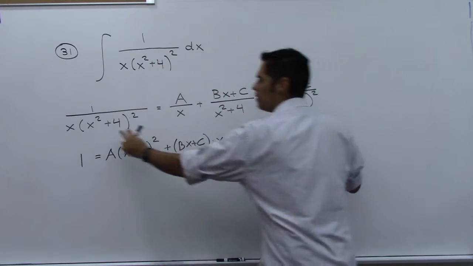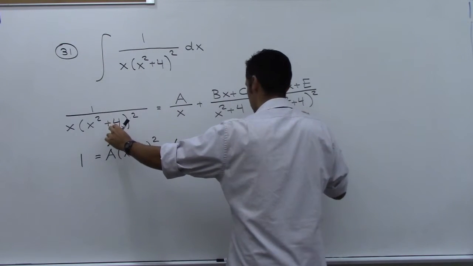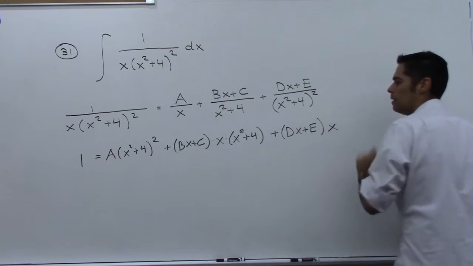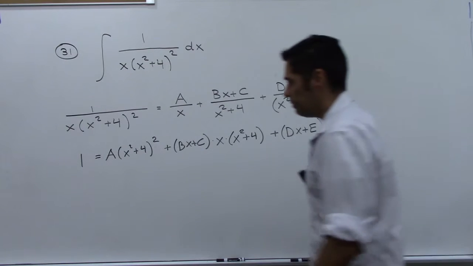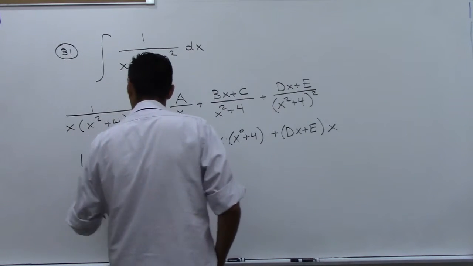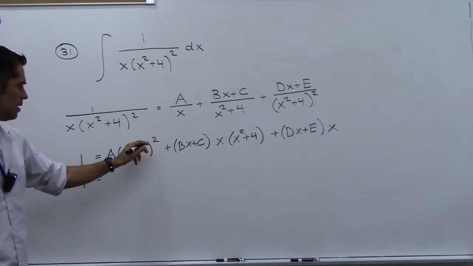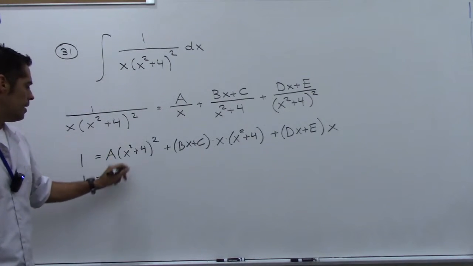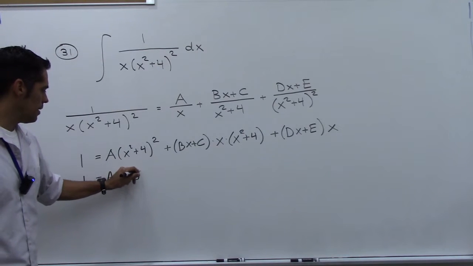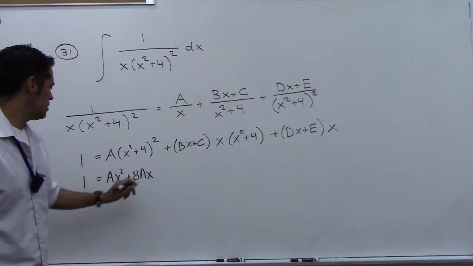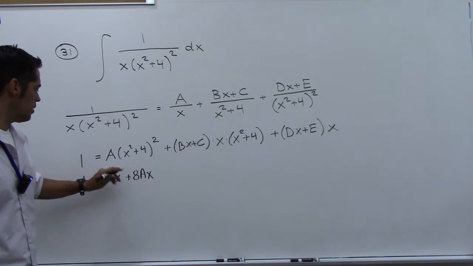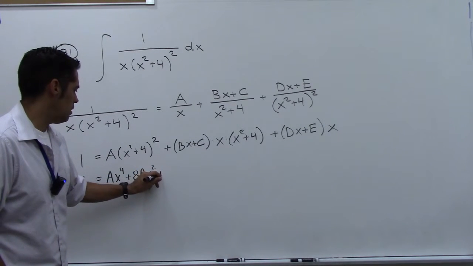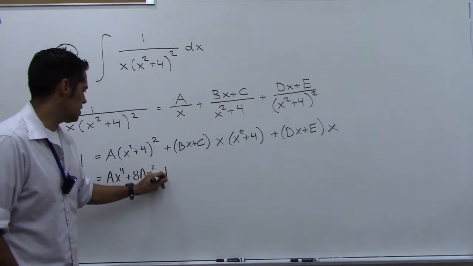the irreducible quadratic factor squared cancels. I'm just left with the x. And now I have to clean this up. So I'm going to FOIL this out and then multiply by a. So I get ax squared. And then I'll have plus 8ax. Sorry, that should be x to the 4th. Then 8ax squared, and then plus 16a.